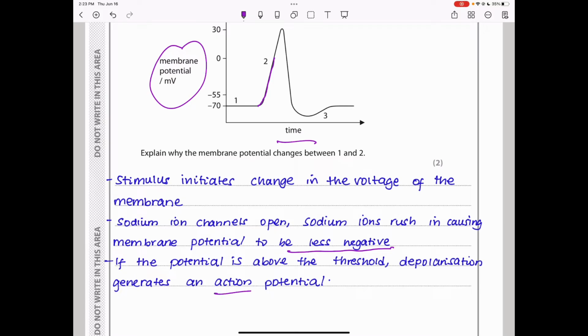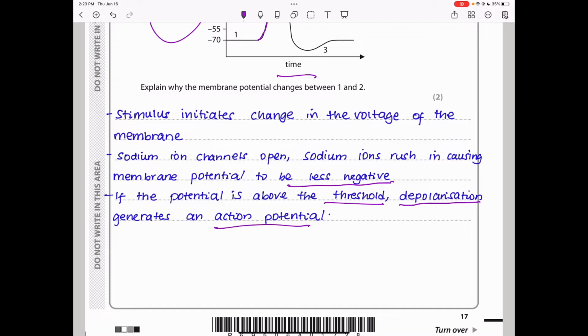So you have to know the action potential threshold. As you know, this is an all or nothing law, so a threshold has to be reached, and then the depolarization leads to the action potential being generated. I'll go to the next part.